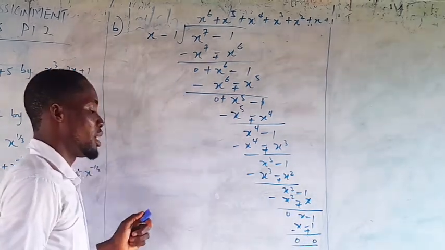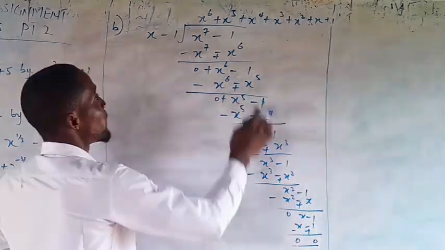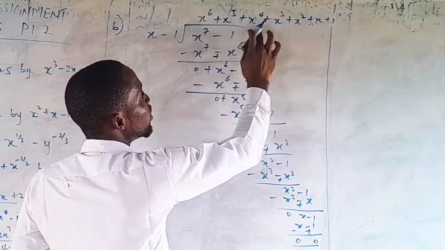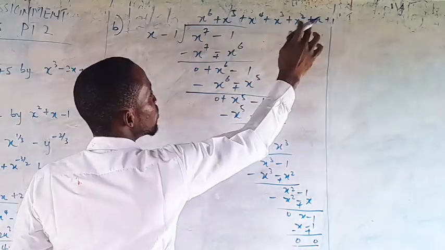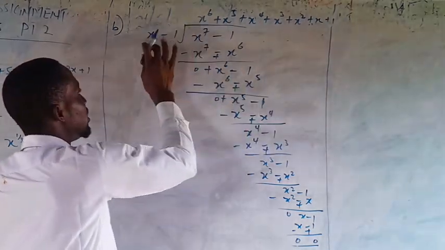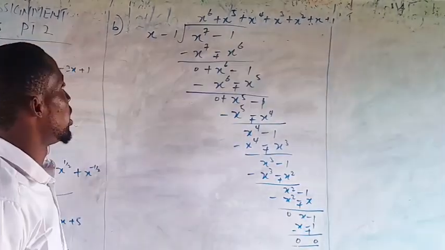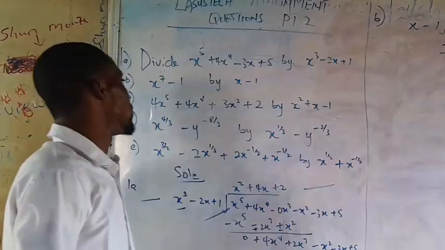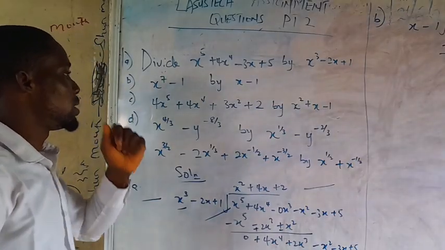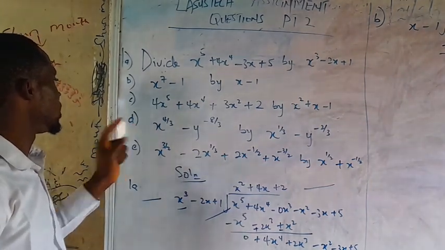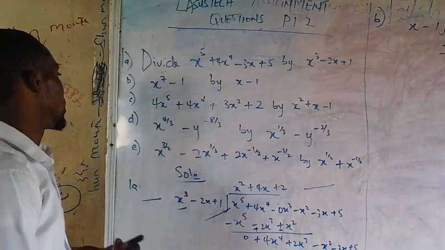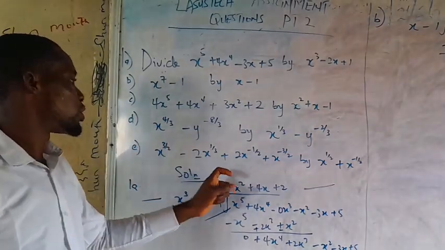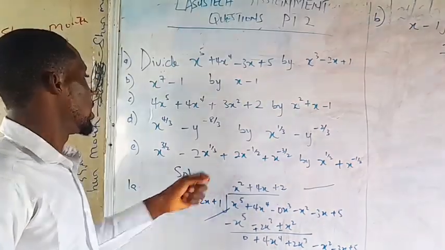Now it means that my remainder here is what? 0. My quotient here is all this I have up here, which is x to the power 6 plus x to the power 5 plus x to the power 4 plus x to the power 3, power 2, power 1 plus 1. And my divisor remains what? X minus 1. Now the same idea applies to solving this question here. That's for D, this question. Now let me solve this question. From solving this question, we're going to solve E's question.